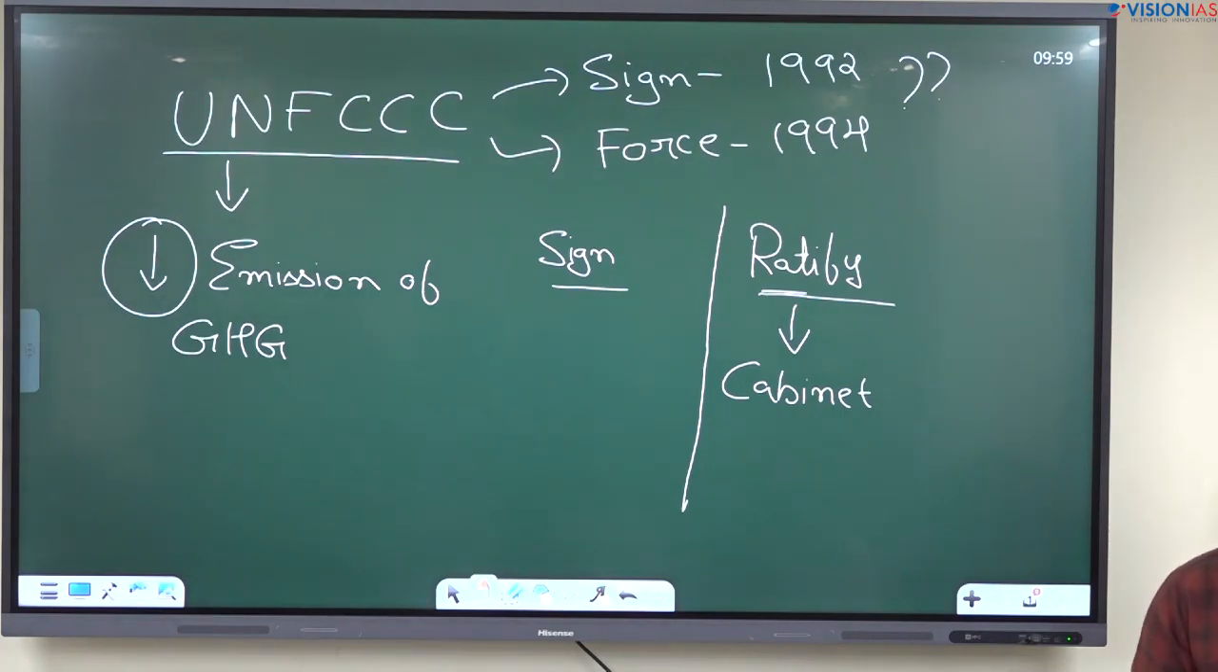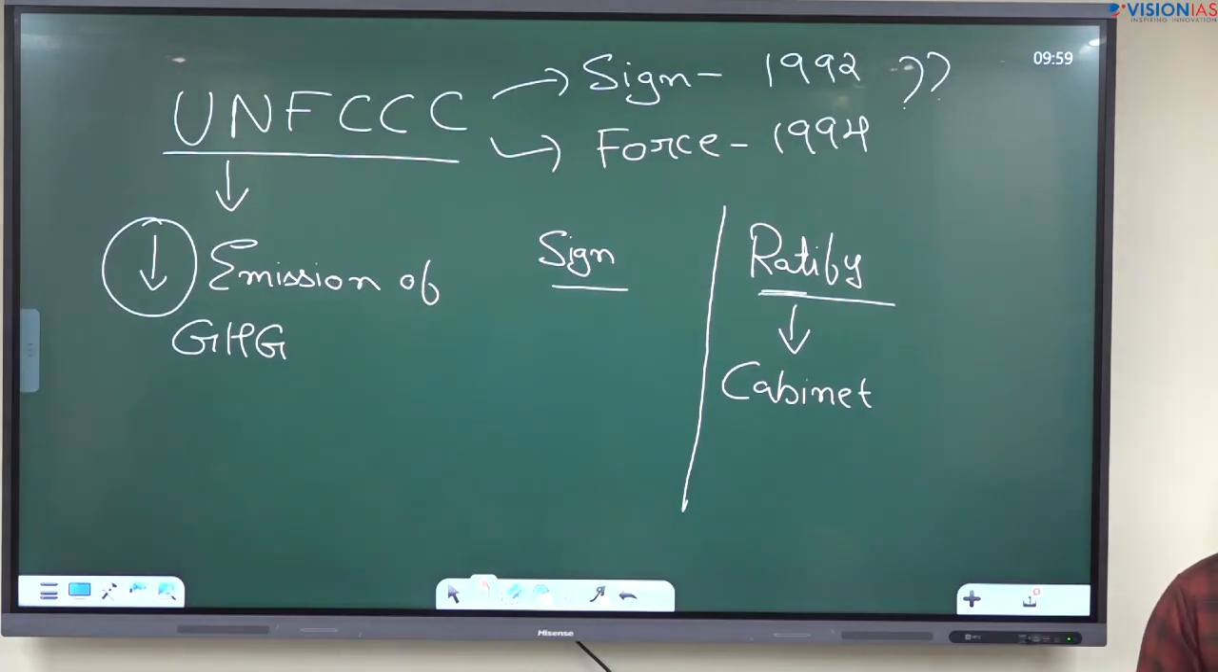Now come to your printout from line number 4. UNFCCC rules which were discussed in Earth Summit. What were these rules? UNFCCC will come into force only when? What does rule number 1 say? At least 55 countries should ratify. Okay, so this is rule number 1. If UNFCCC has to come into force, how many countries should ratify? 55. Now you know what ratification is.